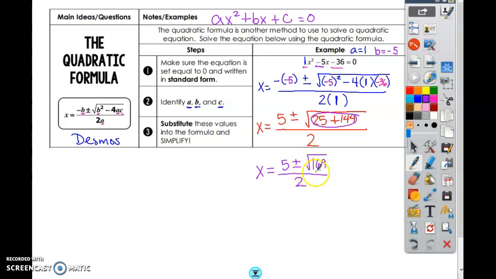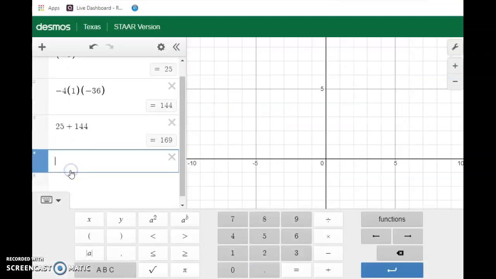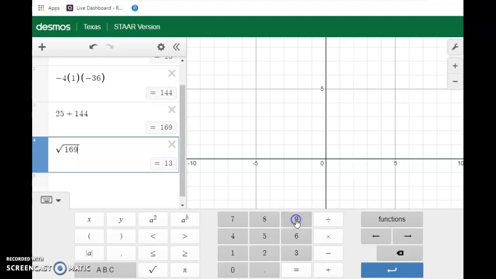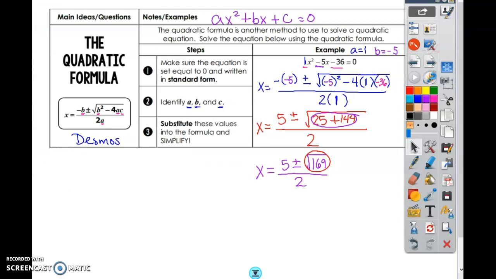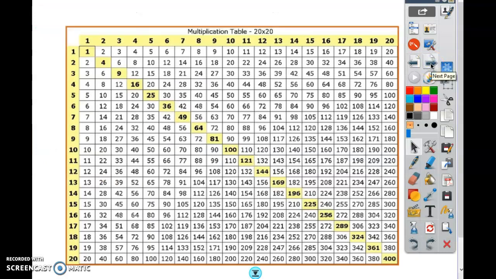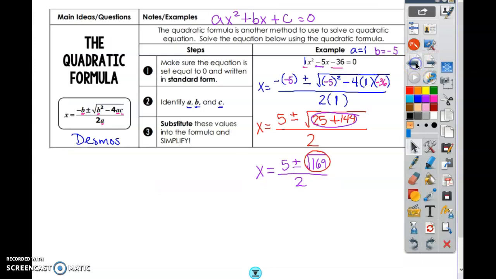What's the square root of 169? Put this in Desmos now. Square root of 169 is 13. You can also find it in your formula chart, right? If I go look at my formula chart, 169 is right here, and it's 13 times 13. So it's going to come out perfect. So this became just 13. So that's x equals 5 plus or minus 13 all over 2.